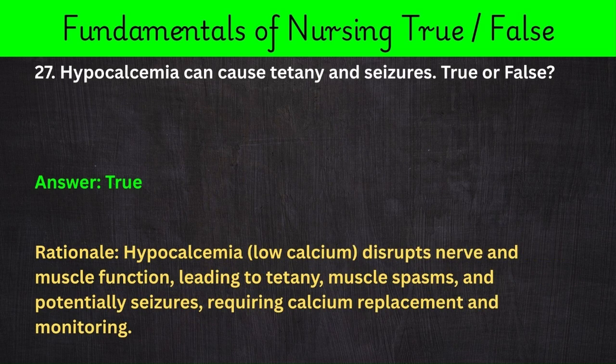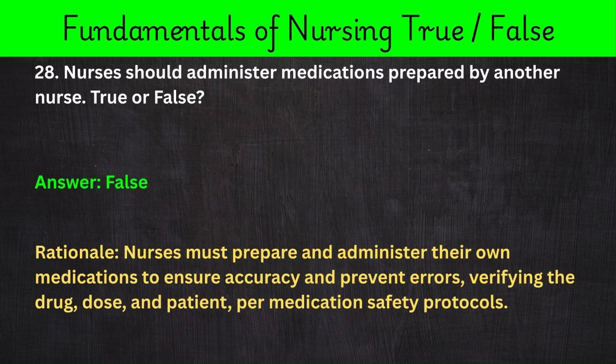27. Hypocalcemia can cause tetany and seizures. True or false? Answer: true. Rationale: hypocalcemia, low calcium, disrupts nerve and muscle function, leading to tetany, muscle spasms, and potentially seizures, requiring calcium replacement and monitoring. 28. Nurses should administer medications prepared by another nurse.